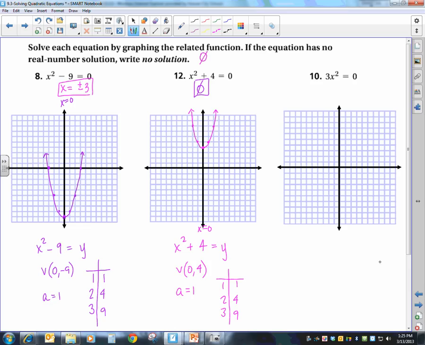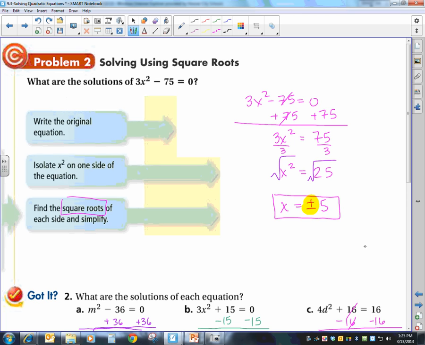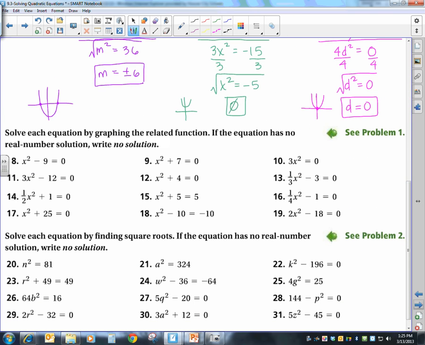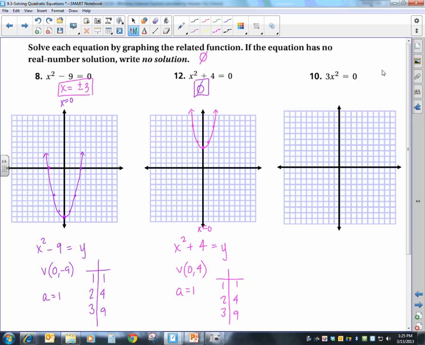Okay, for the last example, I'm going to look and see if I have one that I like better, that might be a little more challenging. We've done some of these. Let's look at number 14. It says 1 half x squared plus 1. Any of yours that have a fraction are similar to 13. So I'm going to cross this one out and do 1 half x squared plus 1 equals 0.